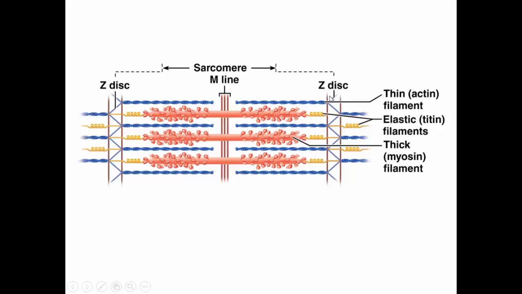So here we see the sarcomere again. Here are the elastic filaments. So when the muscle is stretched, these will get longer. When the muscle has been contracted, these will pull it back into its resting position. And then dystrophin helps connect the actin to the various parts of the sarcolemma.